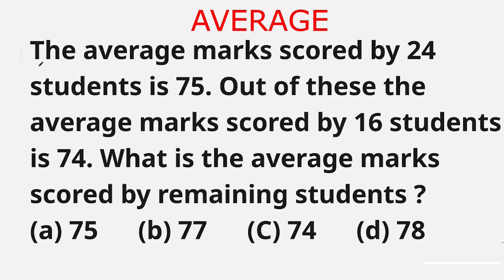In this video, we are solving questions on average. Our question is, the average marks scored by 24 students is 75. Out of these, the average marks scored by 16 students is 74. What is the average marks scored by remaining students? The given options are option A 75, option B 77, option C 74, option D 78.